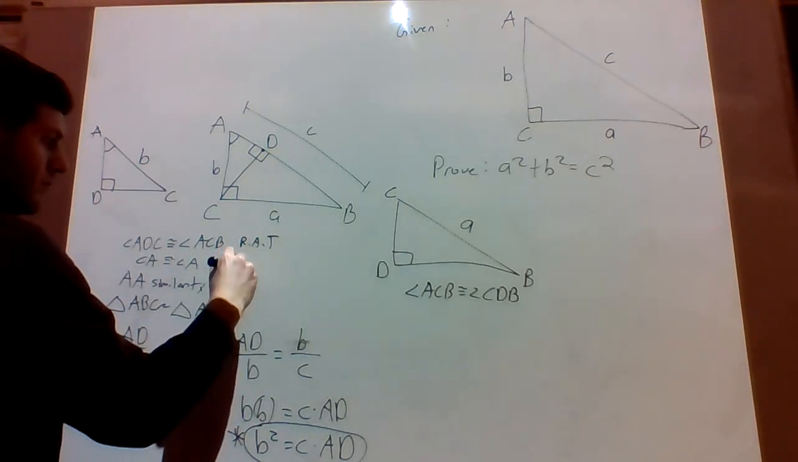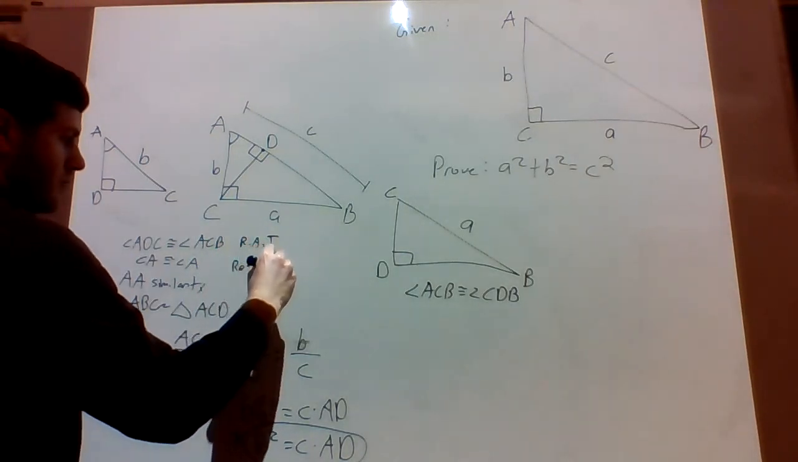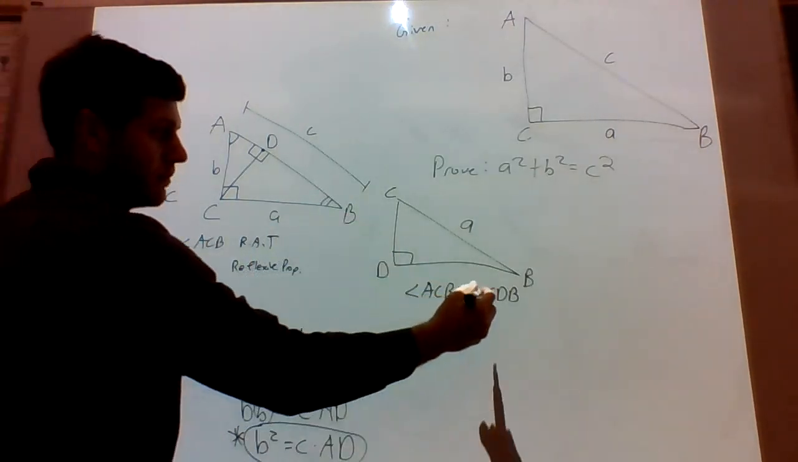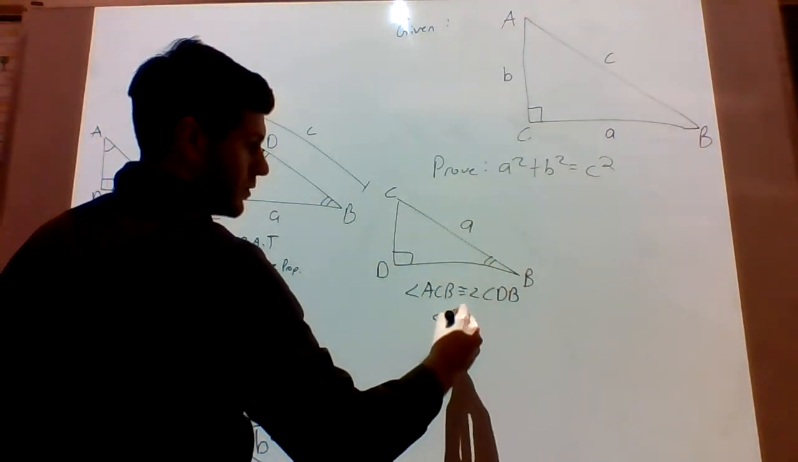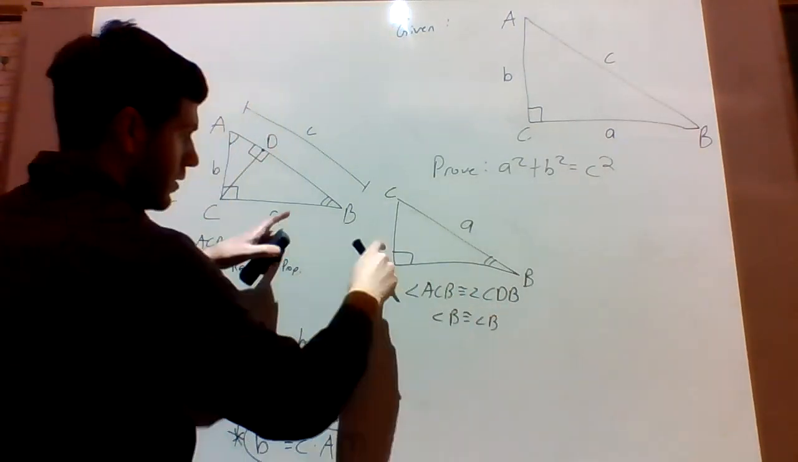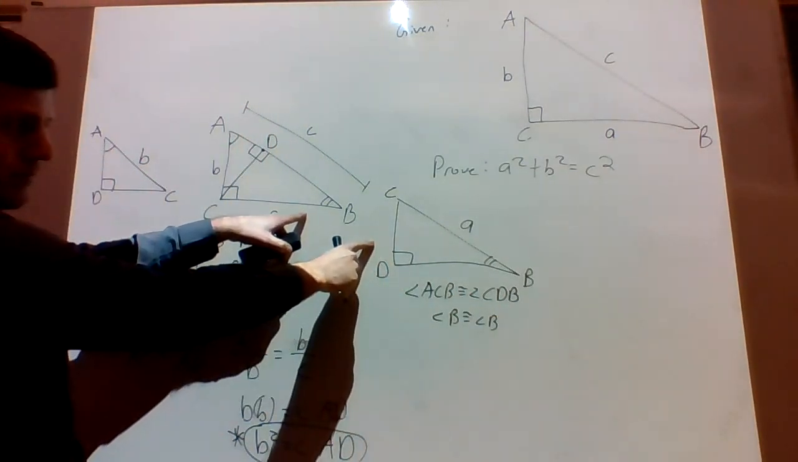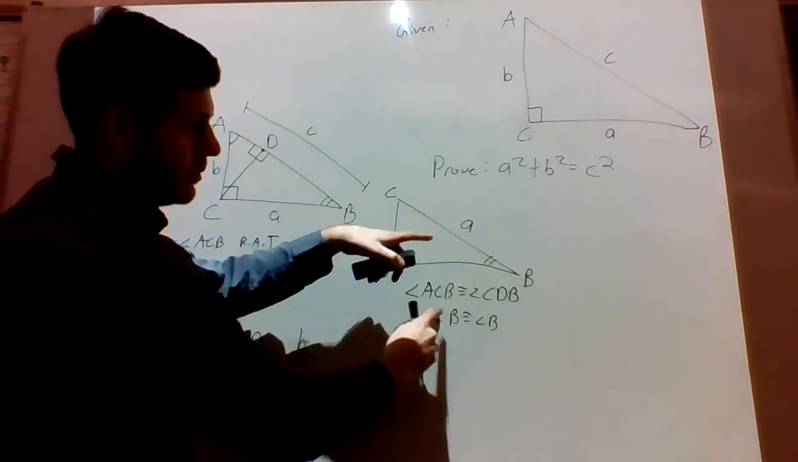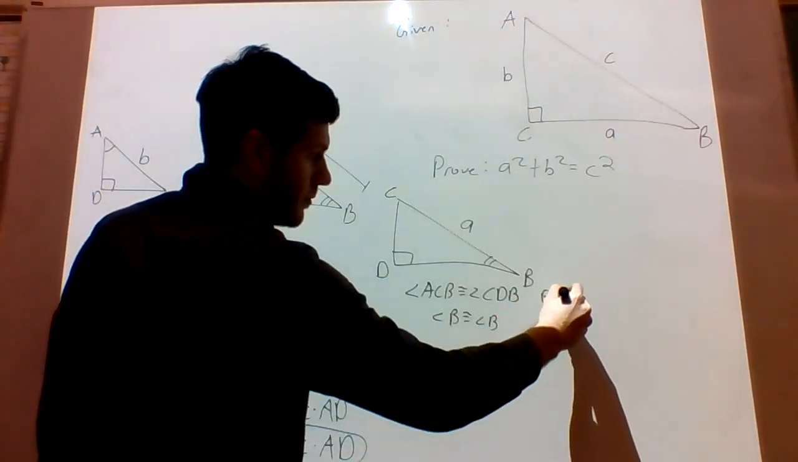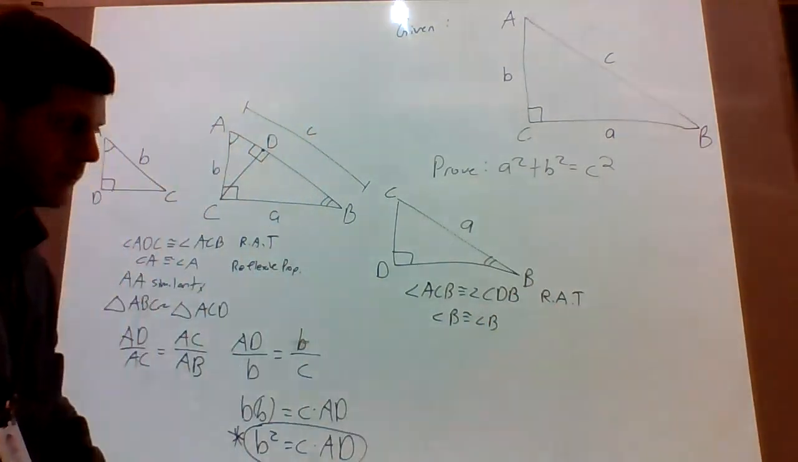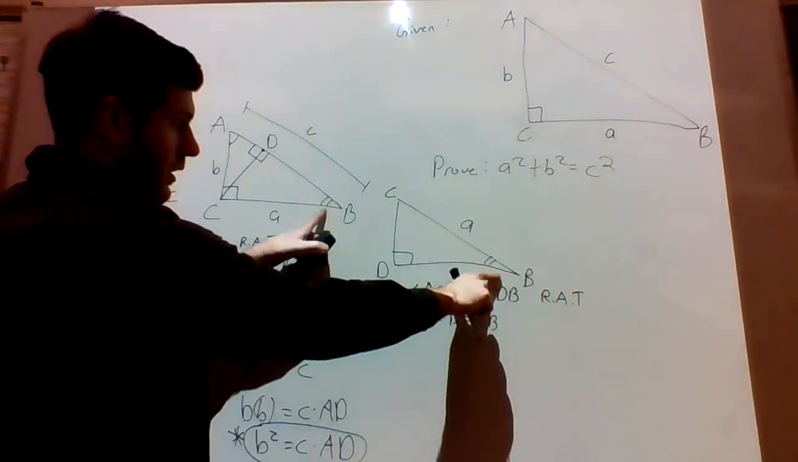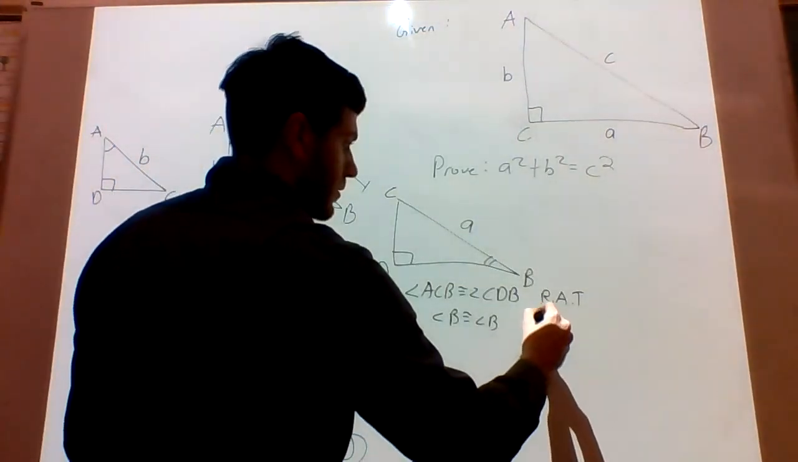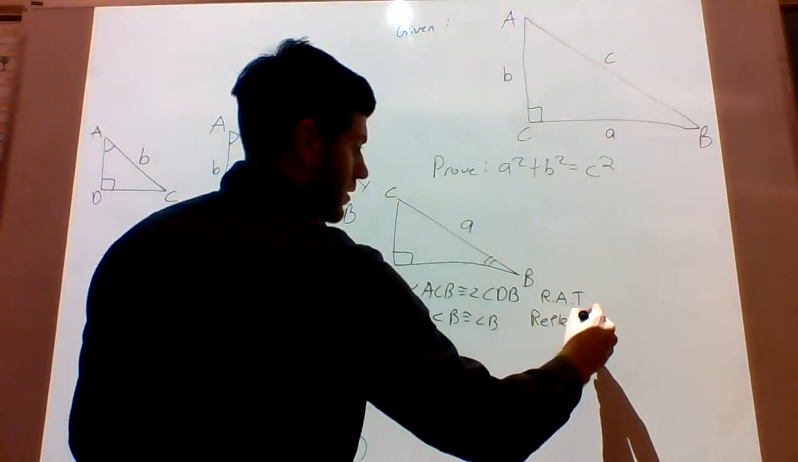And this was the reflexive property. We know we share angle B. So angle B is congruent to angle B. We're looking at these two triangles right now. Angle ACB was congruent to angle CDB by the right angle theorem, since all right angles are congruent. And angle B is congruent to angle B because it's part of both triangles, so it's the reflexive property.